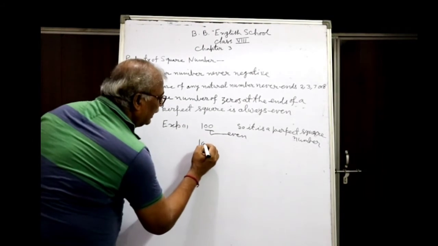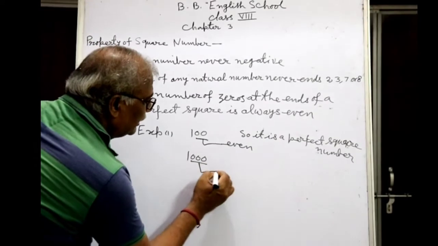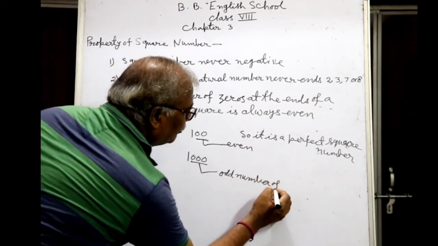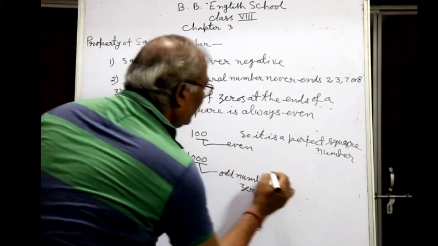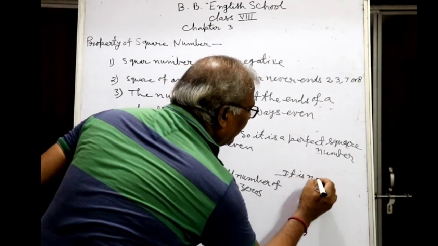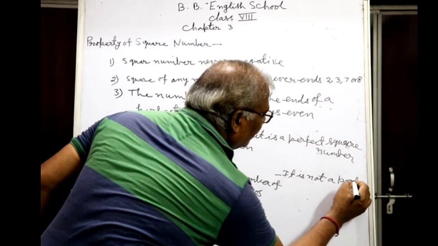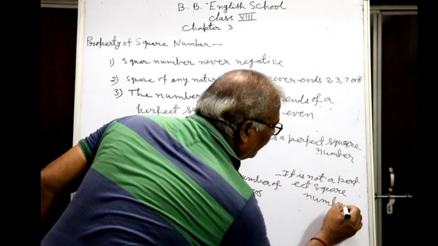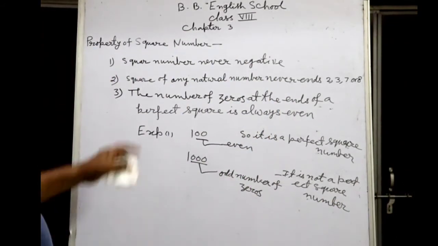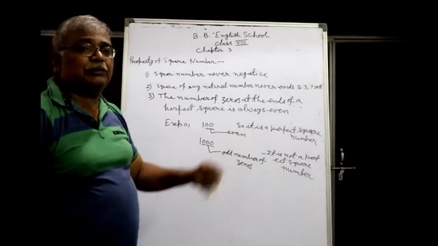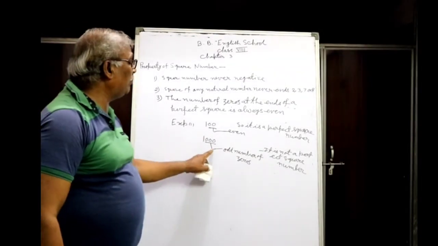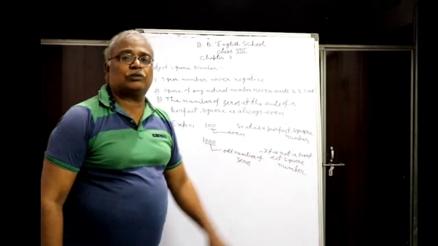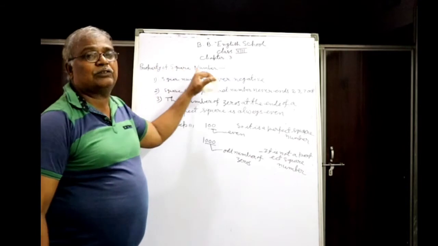But 1000 has 3 zeros, an odd number of zeros. So it is not a perfect square number. See here, any perfect square number has an even number of zeros, not an odd number of zeros. If there is an odd number of zeros, then it is not a perfect square. If there is an even number of zeros, then it is a perfect square. This is the third property of the perfect square number.